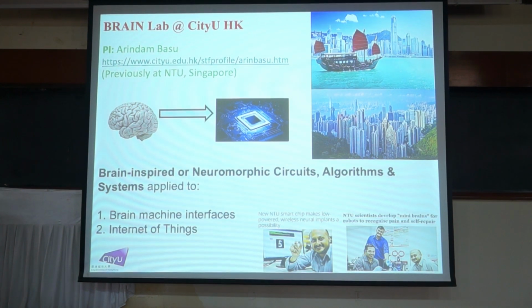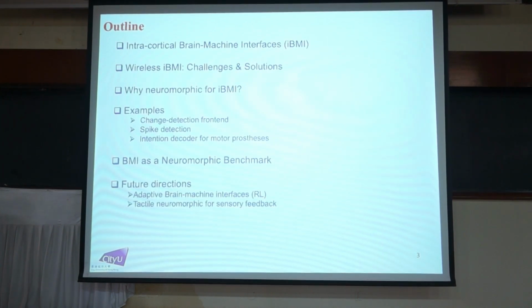Okay. So my group works a lot on, again, the focus of this workshop, neuromorphic systems, circuits, and algorithms. And we look at two applications. One is brain-machine interfaces, which is what I'm going to talk about. We do a lot of other things related to, broadly speaking, Internet of Things, but we do a lot of chips for processing device data. We do a lot of chips for keyword spotting kind of things and so on. So I won't talk about that here, but if you're interested, we can chat about it afterwards. Okay, so I'll start off by talking about what are intracortical brain-machine interfaces, and then we'll go from there.